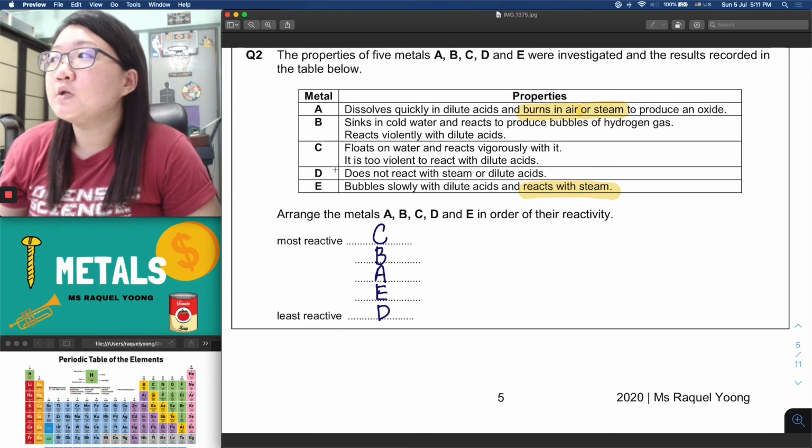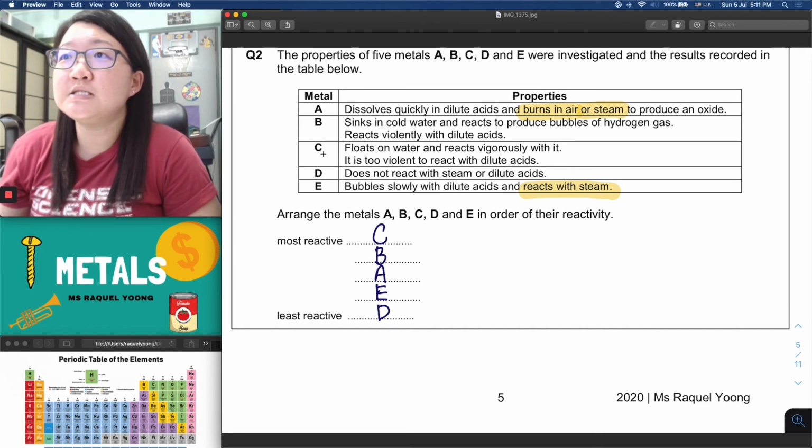Okay, so the first reaction is cold water, right? So if I see, let's say, metal C, okay, it's able to float on water and it reacts very vigorously with it. So if I see this kind of observations, then surely I know that metal C is very high up in the reactivity series. Okay, so in this case, most reactive metal is metal C.